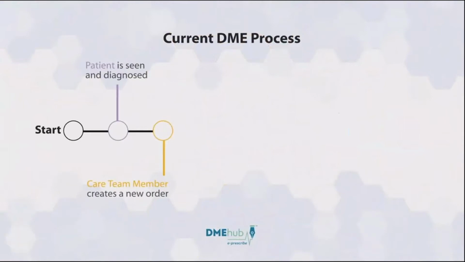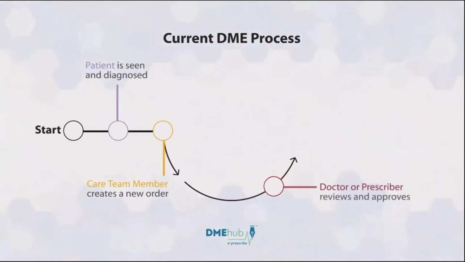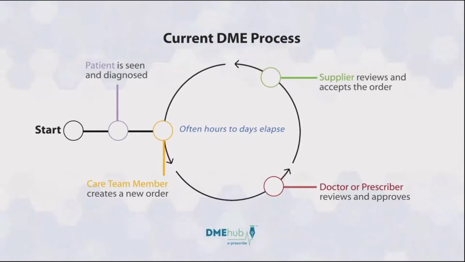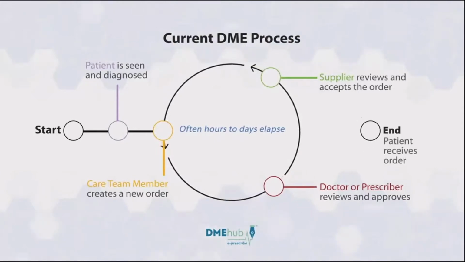Then, the order is given to the doctor to review and sign, and finally the order is provided to the supplier. In our experience, what traditionally happens is only approximately 25% of the orders that are provided to the supplier are accepted the first time around. This leads to a lot of rework, back and forth phone calls and faxes between the supplier, the care team member, and the doctor for just one order. DME Hub was launched to address this problem directly.